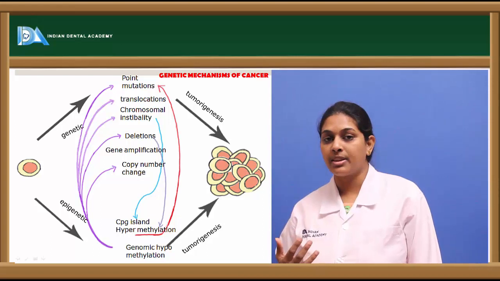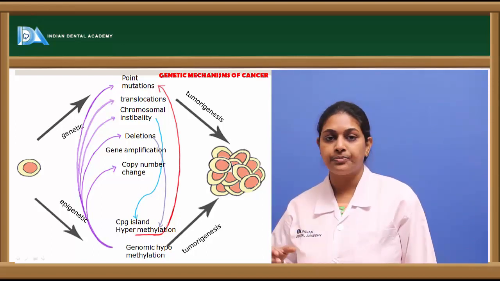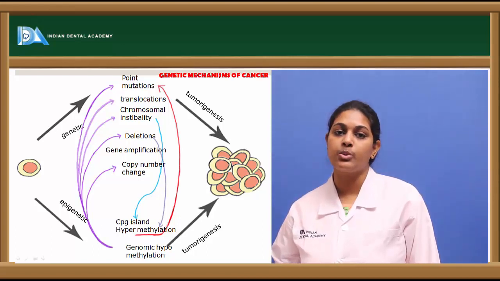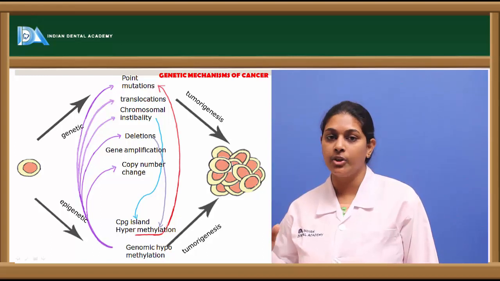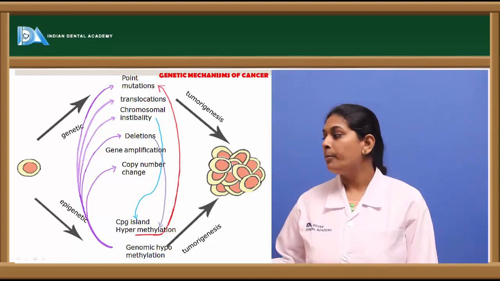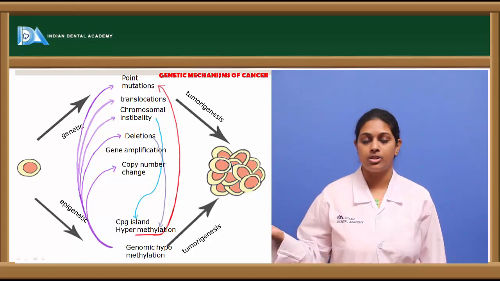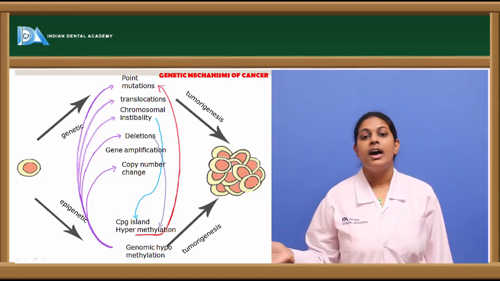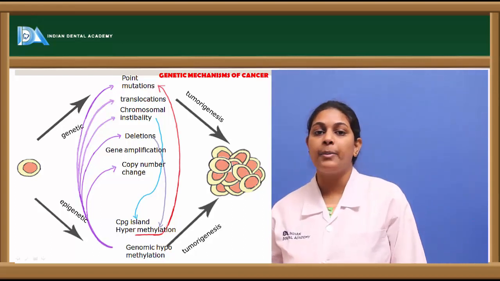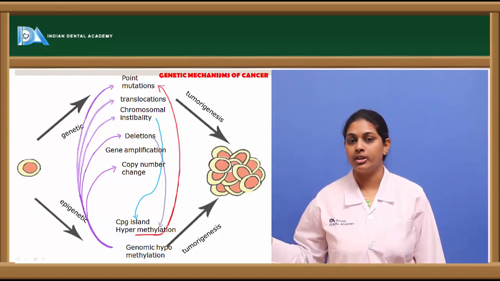This hypermethylation usually occurs in CpG islands. A CpG island is a sequence carried in DNA. We know that DNA consists of nucleotides, which could be purines or pyrimidines. C stands for cytosine and G stands for guanine, and these are joined by one phosphate. That is what CpG is.